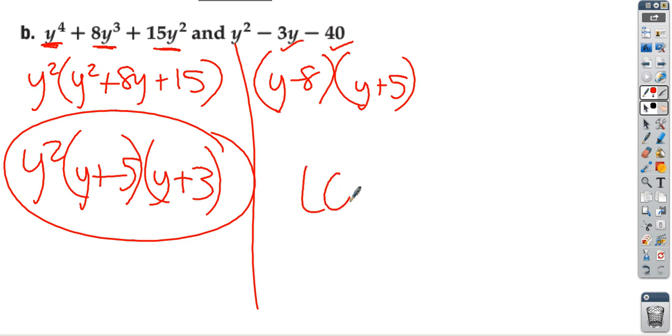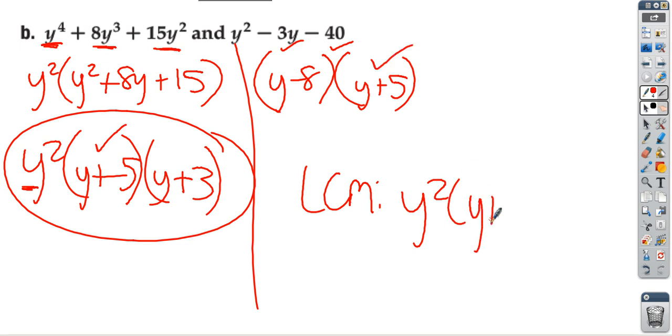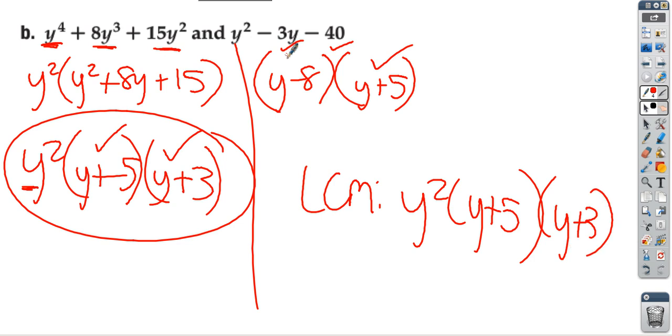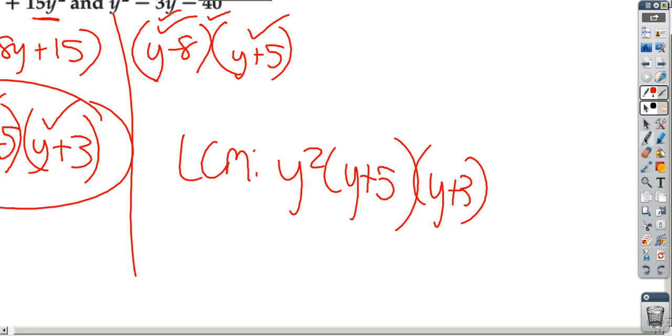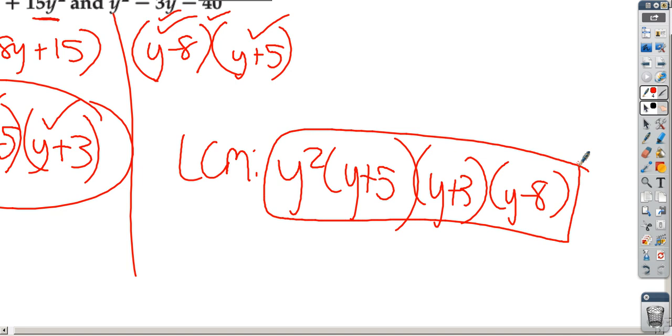So now our least common multiple has to include the most number of each thing. So I need to have a y squared in there. Okay, I need to have a y plus 5, and that also has a y plus 5, so I only need to include one of them, because that's the maximum number. And I need a y plus 3, and I need a y minus 8. So that is going to be my least common multiple right here. This includes each component of both of those polynomials.